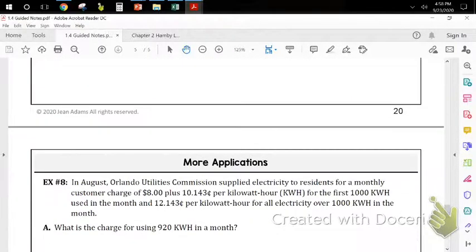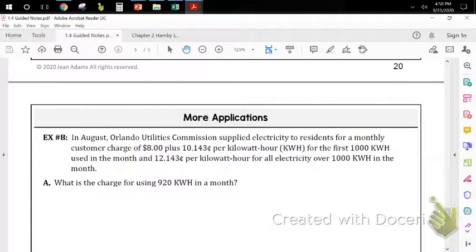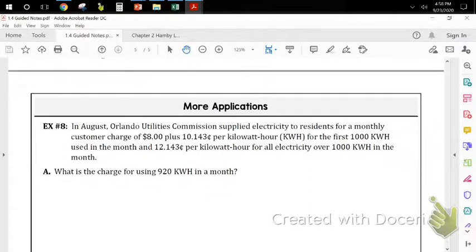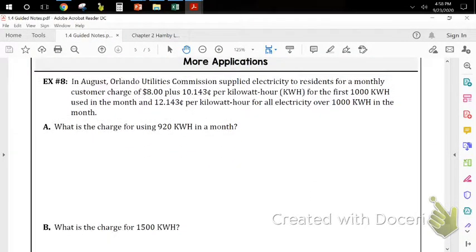All right, moving on to example 8. It says in August, Orlando Utilities Commission supplied electricity to residents for a monthly customer charge of $8 plus 10.143 cents per kilowatt hour for the first 1,000 kilowatt hours used in the month, and 12.143 cents per kilowatt hour for all electricity over 1,000 kilowatt hours in the month. What is the charge for using 920 kilowatt hours in a month?